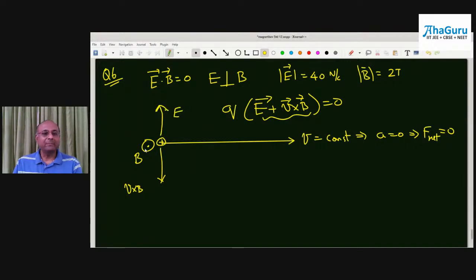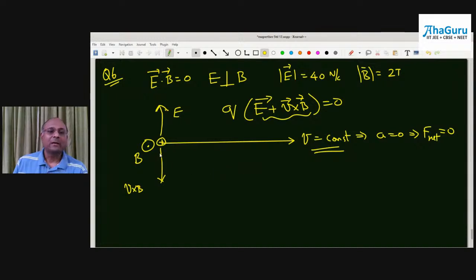You can see that E is up like this and B is pointing towards me. Does it satisfy E perpendicular to B? Yes, it does satisfy that, because it's constant velocity. Okay, now let us think about the next part. Find the smallest possible speed for V. Smallest possible speed for V.